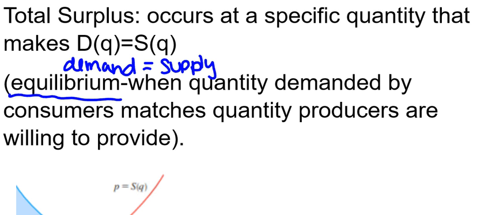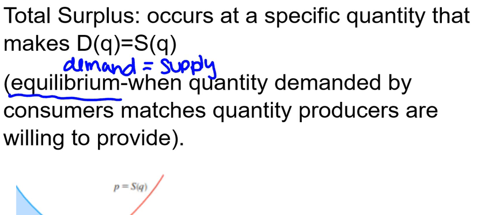When the quantity that we consumers demand matches the quantity the producers are going to provide for us, everybody's happy, right? The producers get to make their stuff and sell it. We get to have all that we want to buy. Everybody's happy. So total surplus happens when equilibrium happens, is how this works.